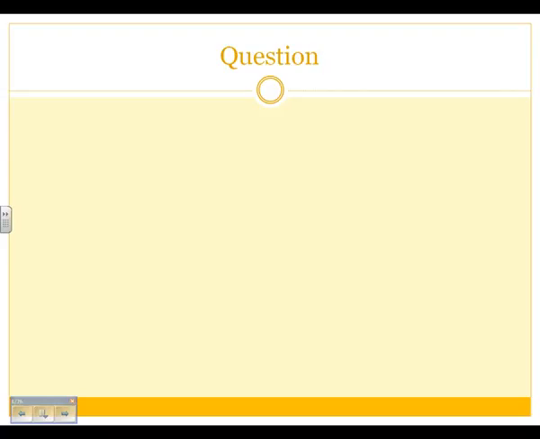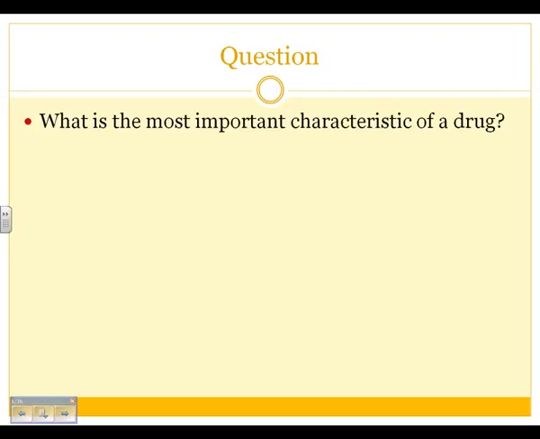Let's see if y'all remember. What is the most important characteristic of a drug? We talked about it earlier. Effectiveness. How effective it is. Because it could be completely selective and completely harmless, but if it's not doing what it's meant to do, then is there any purpose in taking it? If you're taking it to decrease your blood pressure, but it's not decreasing your blood pressure, then effectiveness.